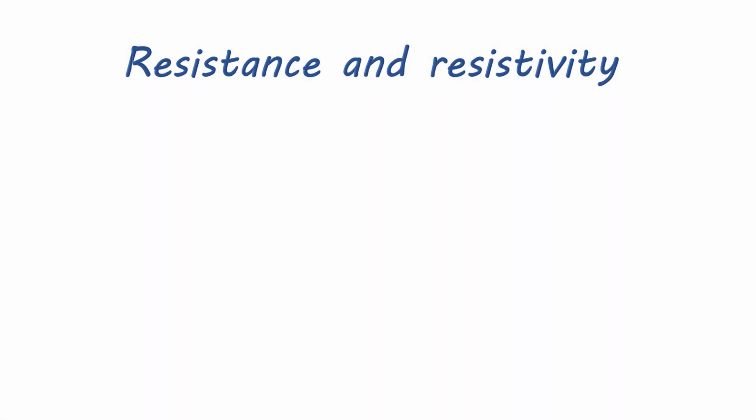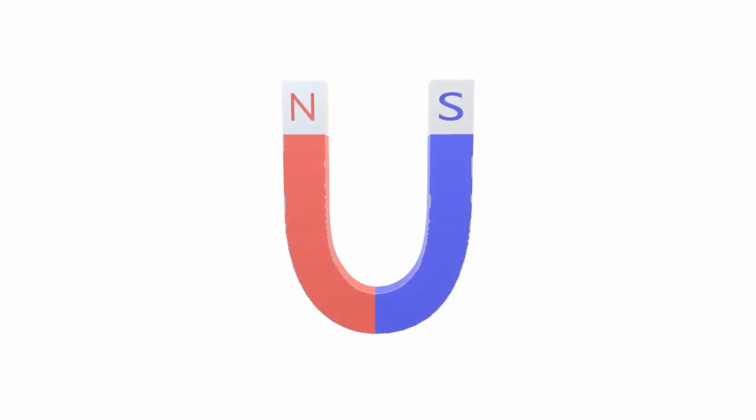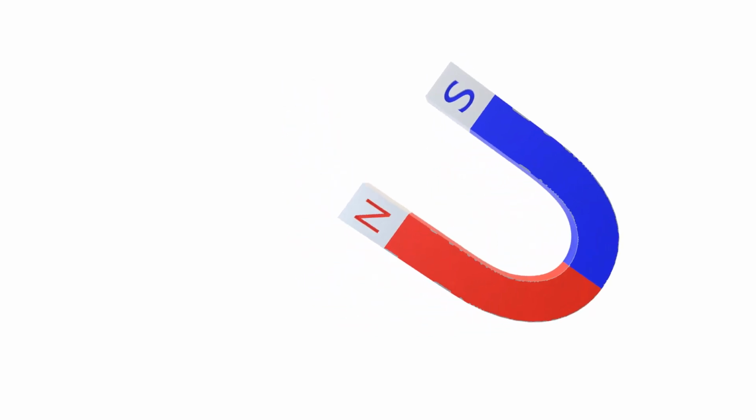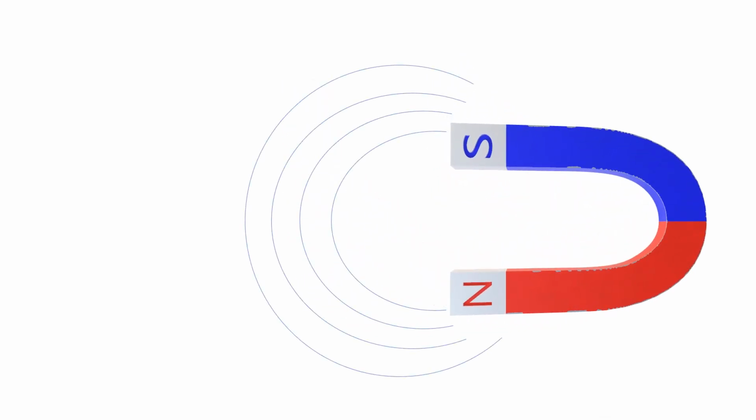Lecture is related to resistance and resistivity of electric current, or we can say electrostatics, that is related to the charges. To understand the resistance, first we'll be taking an example of the magnet. Now, as you all know, the magnet produces a magnetic field.